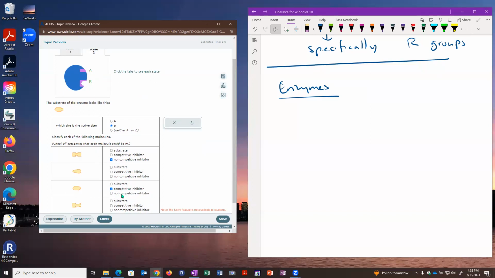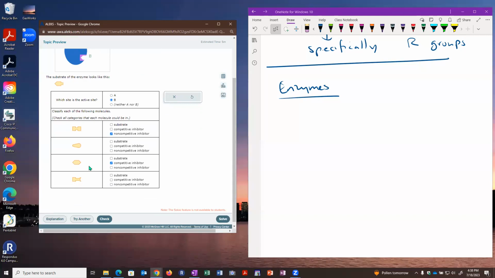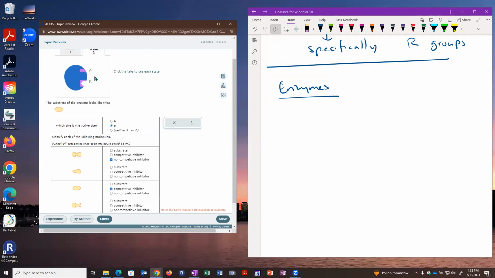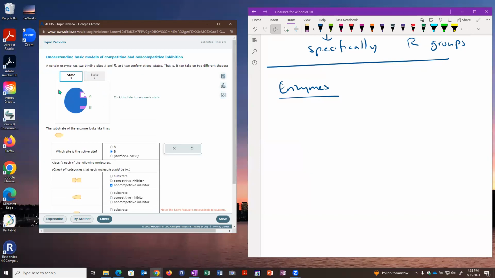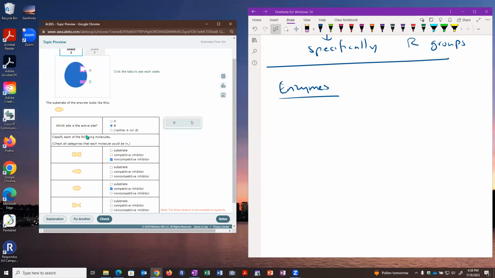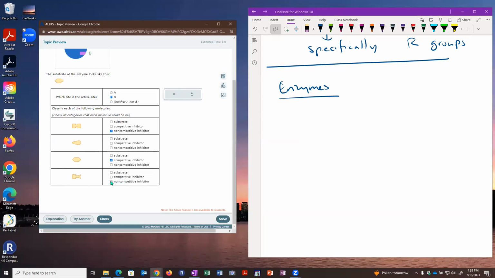If you look at the last one, this shape here, is it complementary? Well, it's not complementary to any of the sites in state 2. How about state 1? Yes, it is. It's complementary to site A. Remember, the active site is B. So it's not going to compete with the substrate for B. It's actually going to bind to site A, and it's not going to compete, so it's a non-competitive inhibitor. It's not a competitive inhibitor, and it's neither the substrate of the enzyme either.